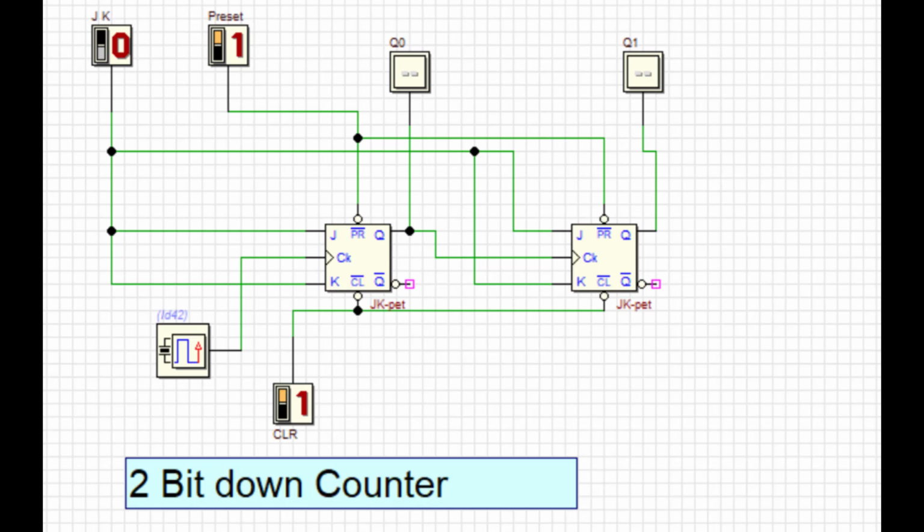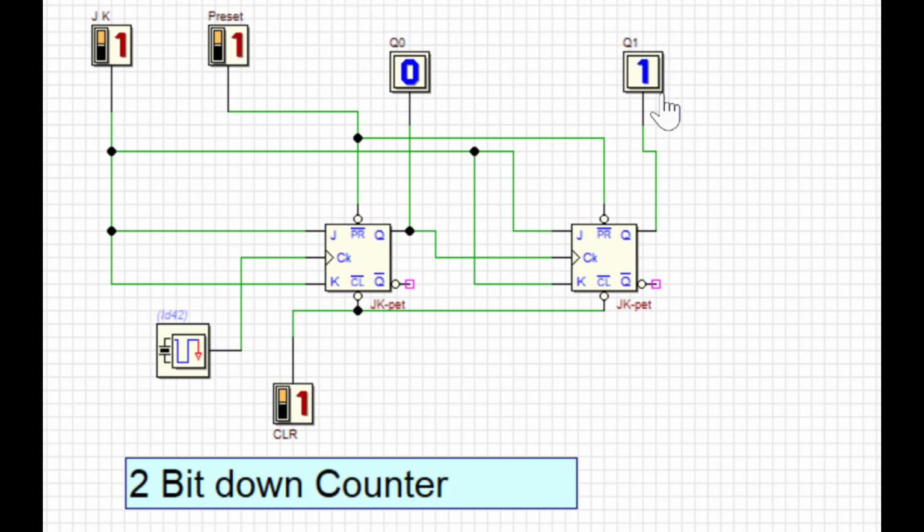Now let's run the simulation. Nothing is visible yet. We'll set the flip-flops to 0 0 state by using the clear input. Now my flip-flops are set to 0 0. The moment I make J equal to 1 and K equal to 1, my counter is going to start counting. Till that point it will be in the same state, because for a JK flip-flop J equals 0, K equals 0 is the memory state. Let me make my clock frequency 0.5 Hz. Now let's make J equal to 1 and K equal to 1.